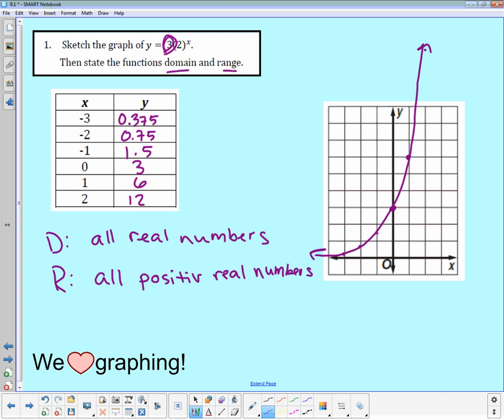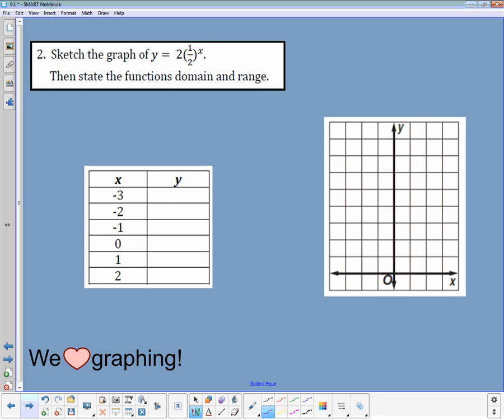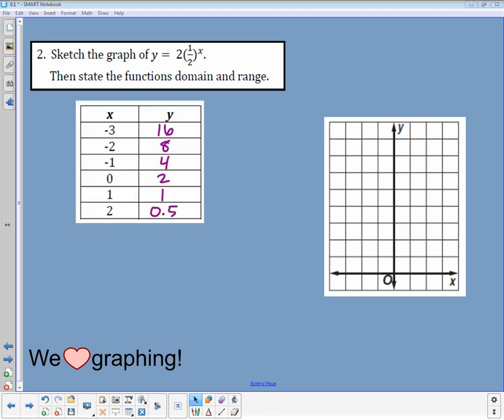Let's go ahead and try number 2. In number 2, I want to sketch a graph of y is equal to 2 times a half to the x power and state the domain and range. So again, go ahead and plug that equation in. Remember to put parentheses around that 1/2. Plug that into your graphing calculator and see what it looks like.